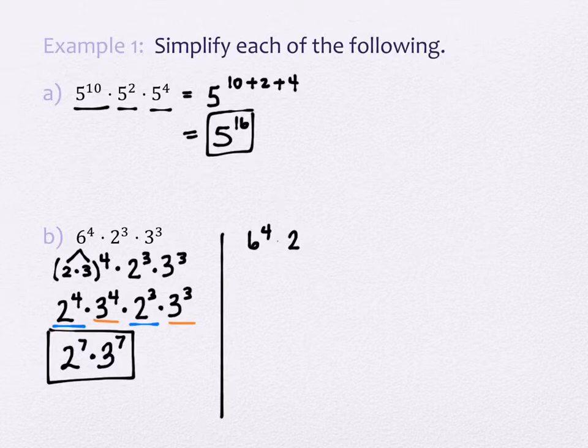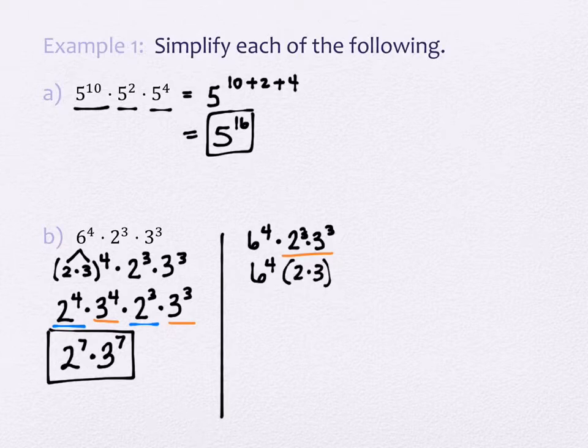2 to the 3rd. 3 to the 3rd. Option number 2 is to recognize that both of these at the end have a power of 3. And very much the way that we can distribute, we can also take it out. So I could recognize this is already 6 to the 4th, as 2 times 3, and factor the power of 3 out.